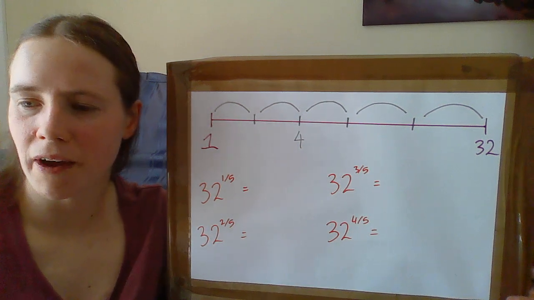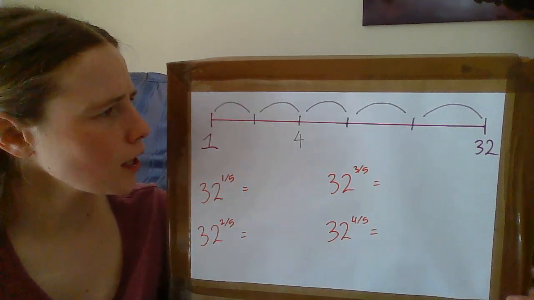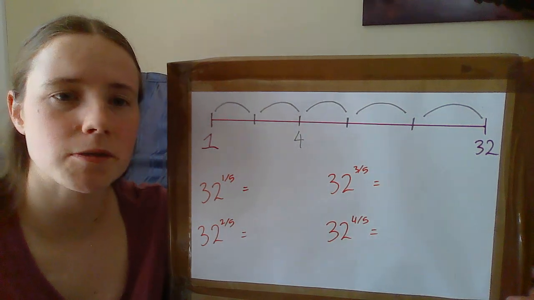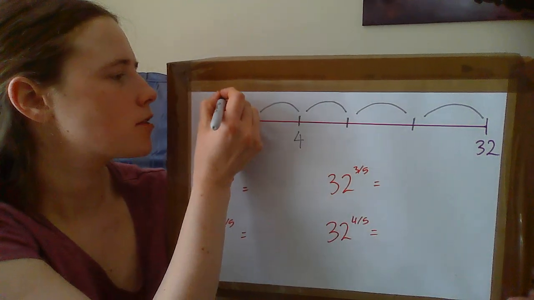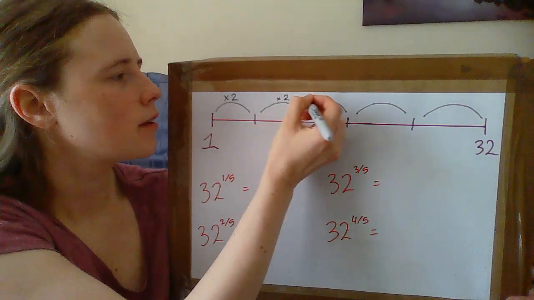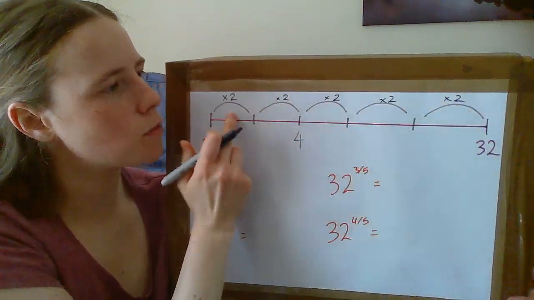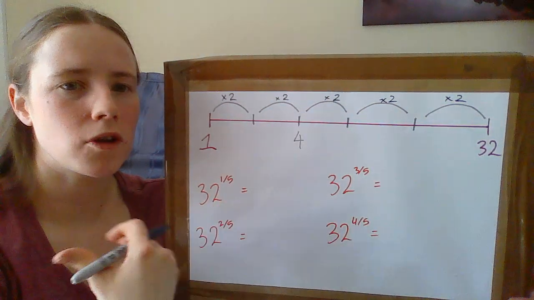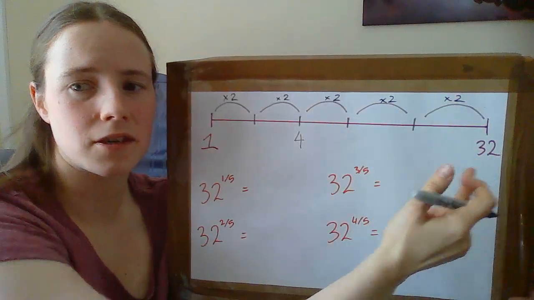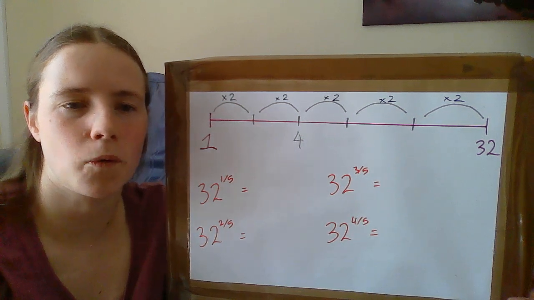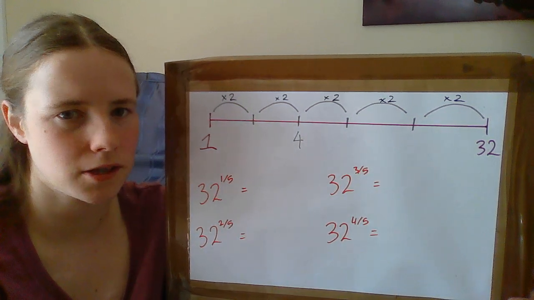Okay, so hopefully you've had a chance to have a little think about that. In order to get to 32 in 5 jumps, what you need to do is times by 2 each time. So each of these jumps is a doubling jump. To work that out, if you're thinking what times itself 5 times gets 32, what you're doing is the 5th root of 32, or what to the power of 5 gets you 32.